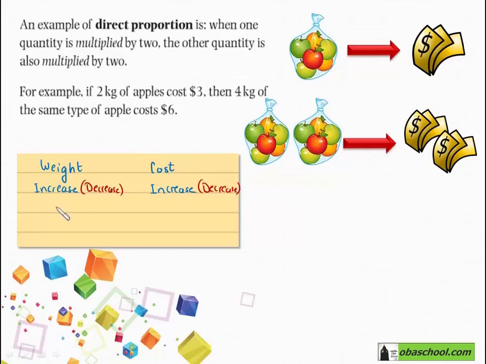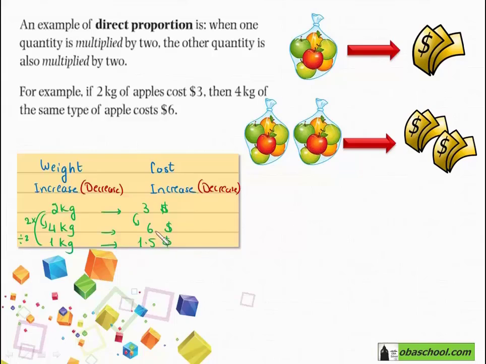This means that when I bought 2 kilograms of apples, their cost was $3. And when I bought 4 kilograms, I multiplied it by 2. Thus, I must also multiply the price by 2, and the price will be $6. On the other side, if I bought 1 kilogram of apples, I will have to divide it by 2. Thus, I will also divide the price by 2, and the price will be $1.5.